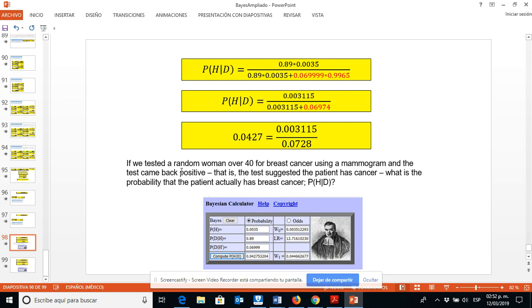So if we tested a random woman over 40 for breast cancer using a mammogram, and the test came back positive, that is, the test suggested that the patient has cancer, the probability that the patient actually has breast cancer is 4.27%.